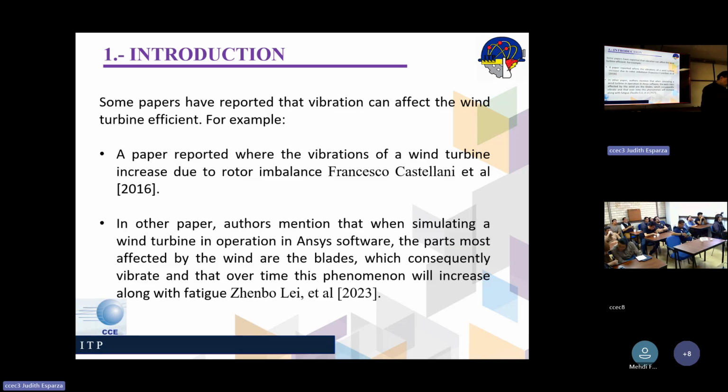And in another paper, the author shows, in a simulation by ANSYS of the wind turbine, that the most affected parts are the blades. These blades are affected because the wind hits them, and this phenomenon produces vibration and, with time, fatigue too.